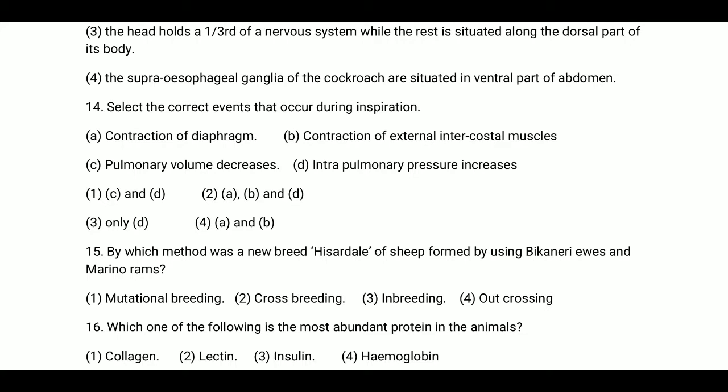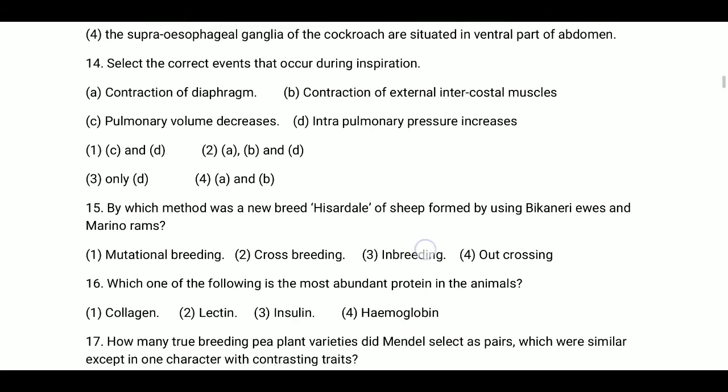Okay, here the options are given like this. You have to identify how many sentences are correct, right? So first option is C and D, second option is A, B, C, third option is only D, and fourth option is A and B. In that way, contraction of diaphragm is correct. Contraction of external intercostal muscle is correct. Pulmonary volume does not decrease, it increases, so it's not correct. Intrapulmonary pressure decreases, so it is also not correct. So right answer is fourth option.